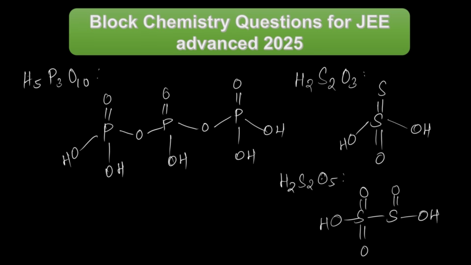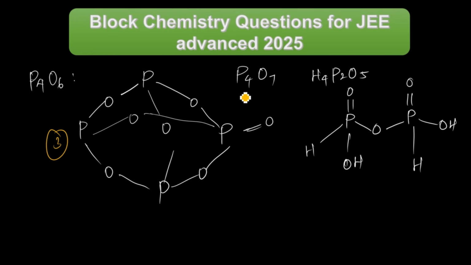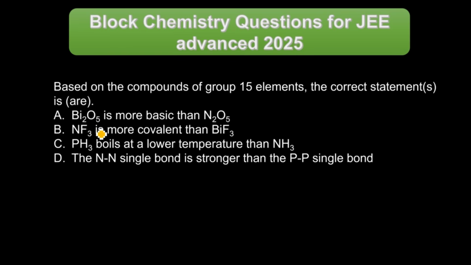Okay, so out of the given molecules, which are all having at least one bridging oxo group? So the first one, 1, 2, 3, 4, 5, 6. So the answer to this question is 6. Okay. Moving on to the next question.